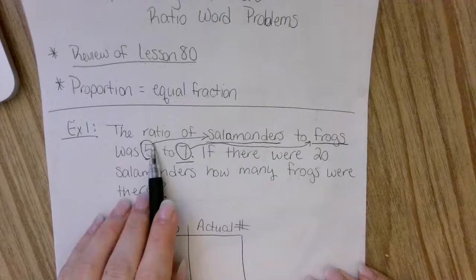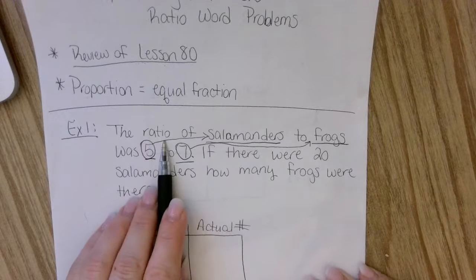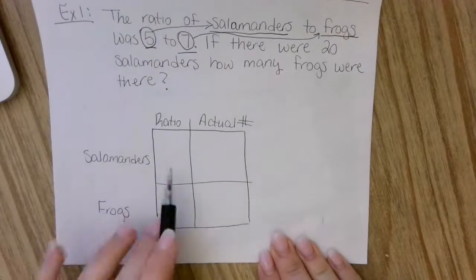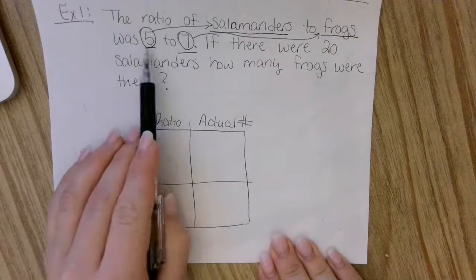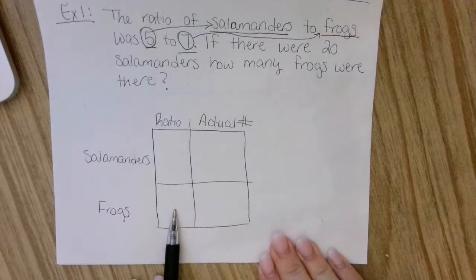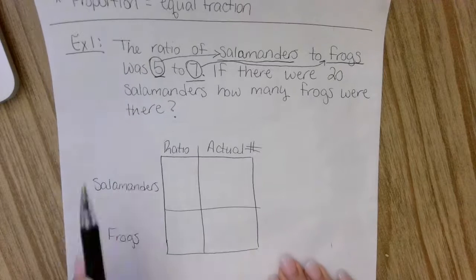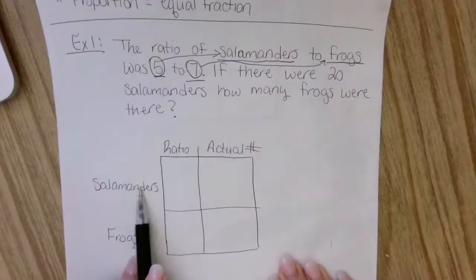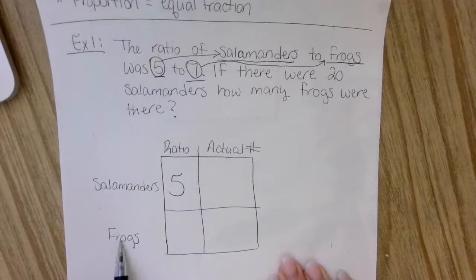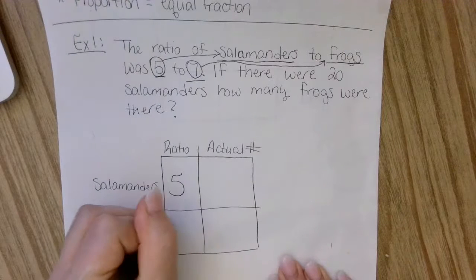Now, it also tells us another key point here. These are the ratio numbers. So when I look at it like this, with my little box, I'm going to put the 5 and the 7 in the ratio column, not the actual number column. Salamanders, I have 5 as my ratio number, so I'm going to put a 5 there. Frogs, I have 7 as my ratio number, so I'm going to put a 7 there.